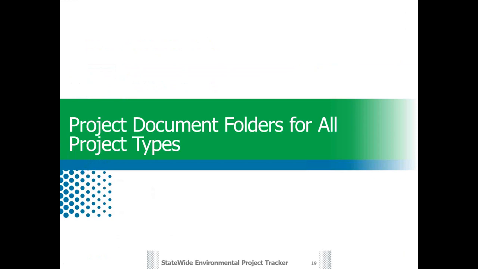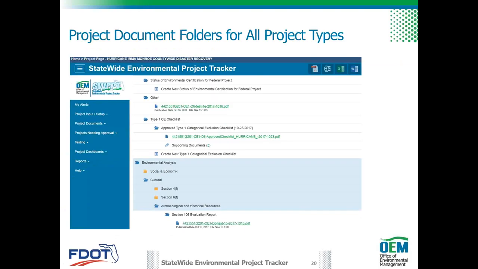Moving on to project document folders, we've enabled that for all project types now, including type 1s, NMSAs, SEERs. This is similar to what you already had available for the higher level documents, type 2s, EAs, and EISs. We have developed a standardized folder structure for those lower level documents and SEERs. And so here's an example for a type 1. Before, you would just see the type 1 and all the supporting documents in a table. Now they're organized into folders.